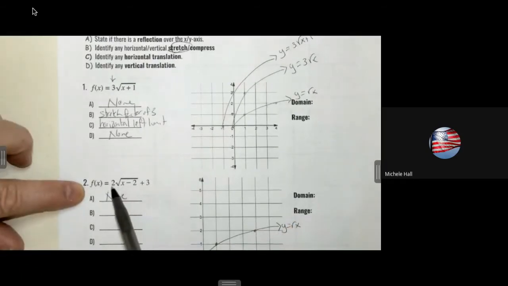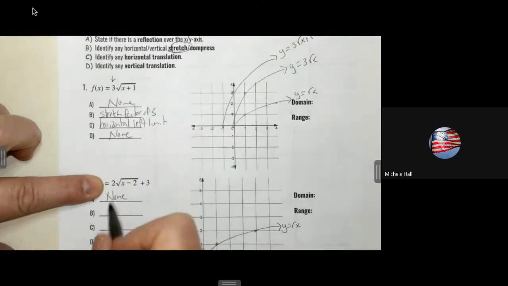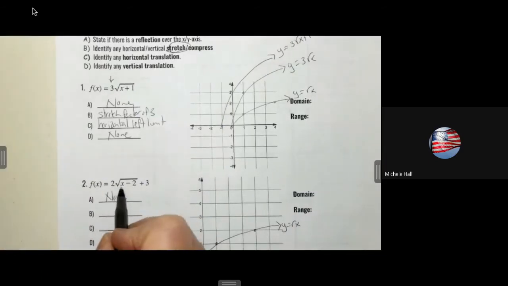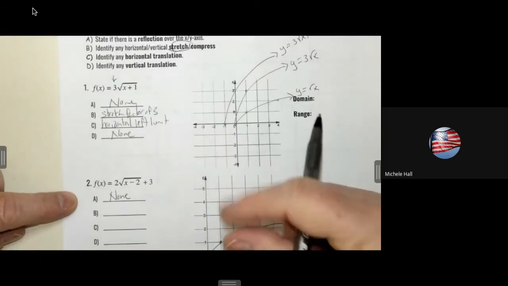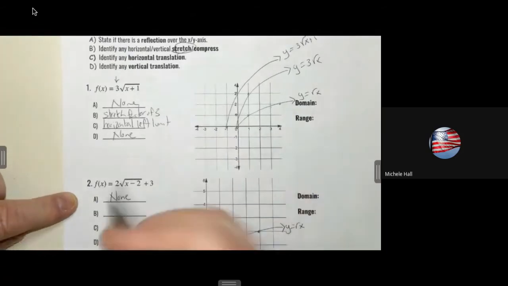Now I'm ready for a stretch out front. This is a stretch of 2. So that is on the y. It's not with the x. So that would mean that it's a stretch on the y-axis. So if it's the y-axis, we have a vertical stretch.